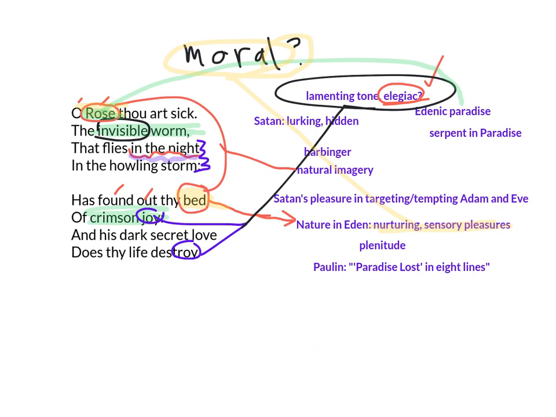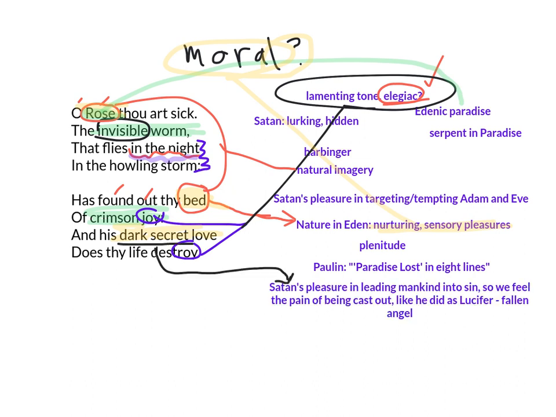Second to last thing, the dark secret love of the invisible worm. Now, our invisible worm here is Satan, so I'm open to other suggestions, but what I might suggest for now is that what is Lucifer's dark secret love? I'm going to suggest that that is a love of leading mankind into sin and transgression. As mentioned earlier, Lucifer was evicted from paradise. It seems he enjoys having that fate befall mankind as well.